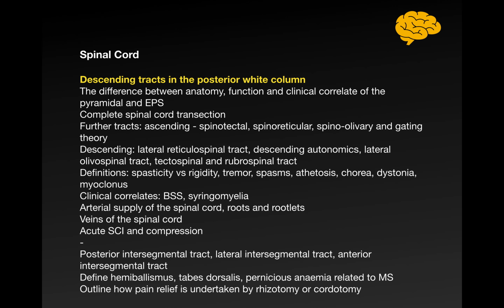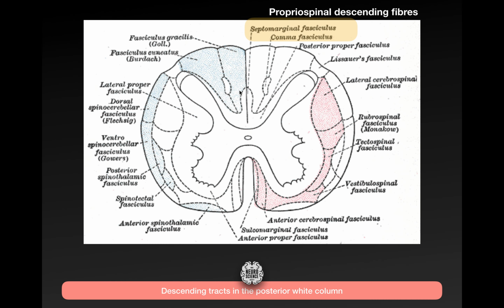So we're going to jump straight into this one that breaks the rules: descending tracts in the posterior white column. Now what's going on there? Well, it turns out that you've got 2 tracts here, gracilis and cuneatus. Gracilis is lower limb, cuneatus is upper limb. Cuneatus, or Burdach's fasciculus, is this wedge-shaped fasciculus here because it sticks between the dorsal horn of gray and the fasciculus gracilis here.